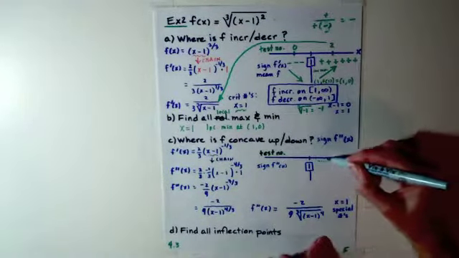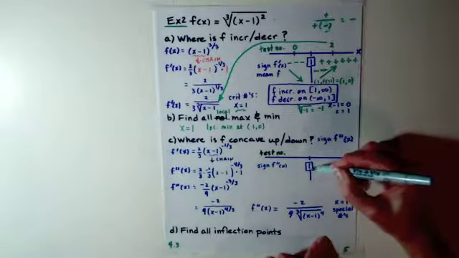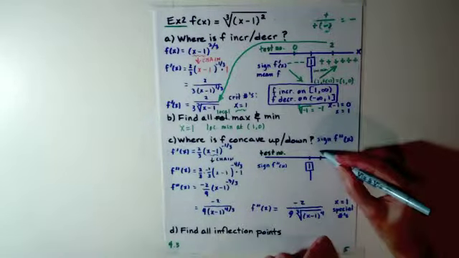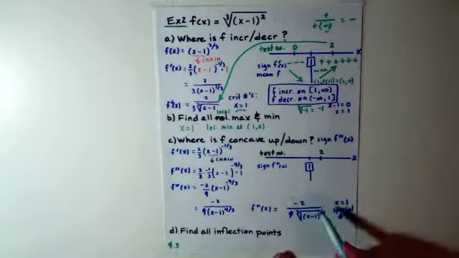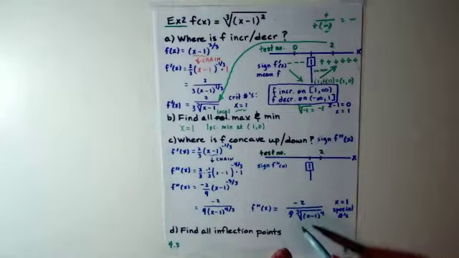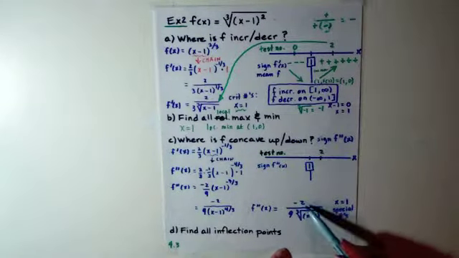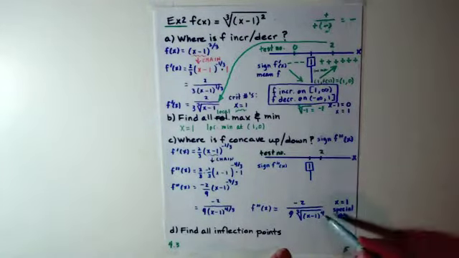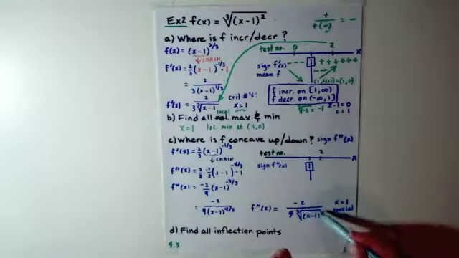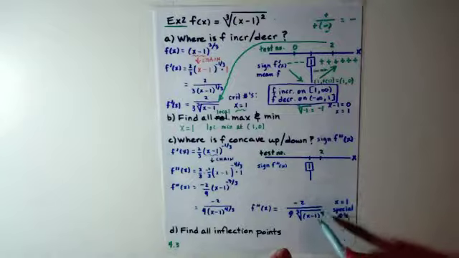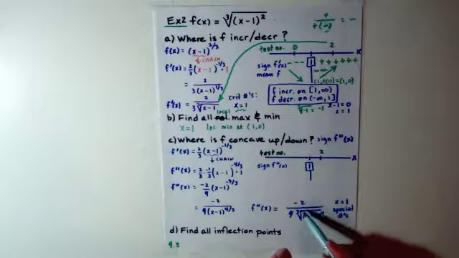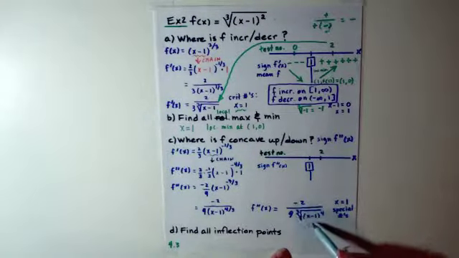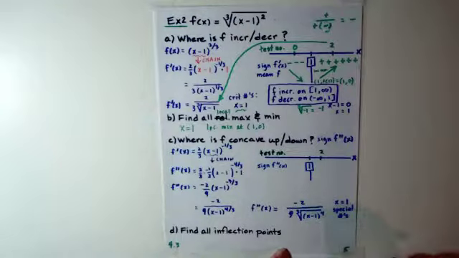I just pick any value that I want that's definitely bigger than 1. Say I choose 2 as a test number. I throw that into f double prime. F double prime of 2 would be negative 2 over 9 times, well, when I plug 2 into this factor, I have 2 minus 1, that's positive. I raise it to the 4th power, that's positive. Take the cube root of a positive number, you get a positive number. So this is going to be positive when I plug 2 into this expression.